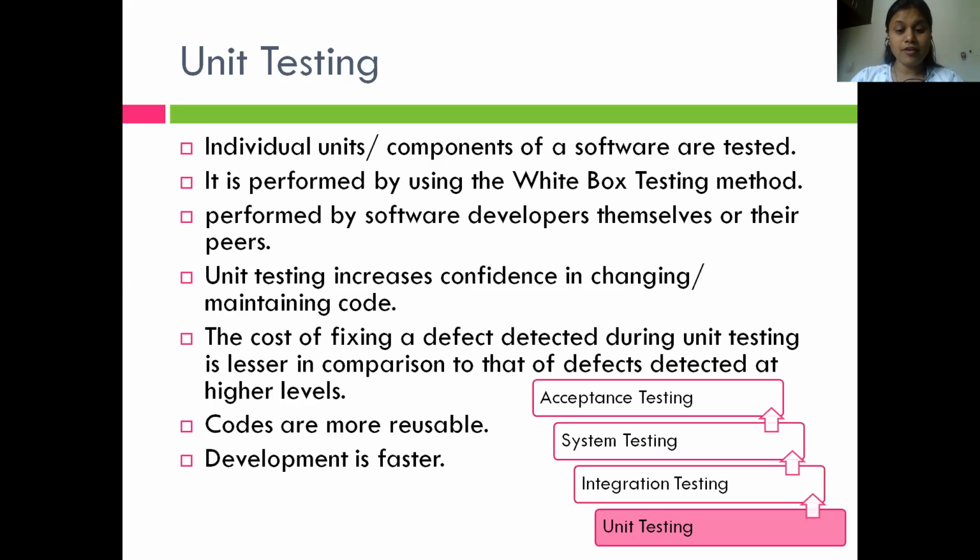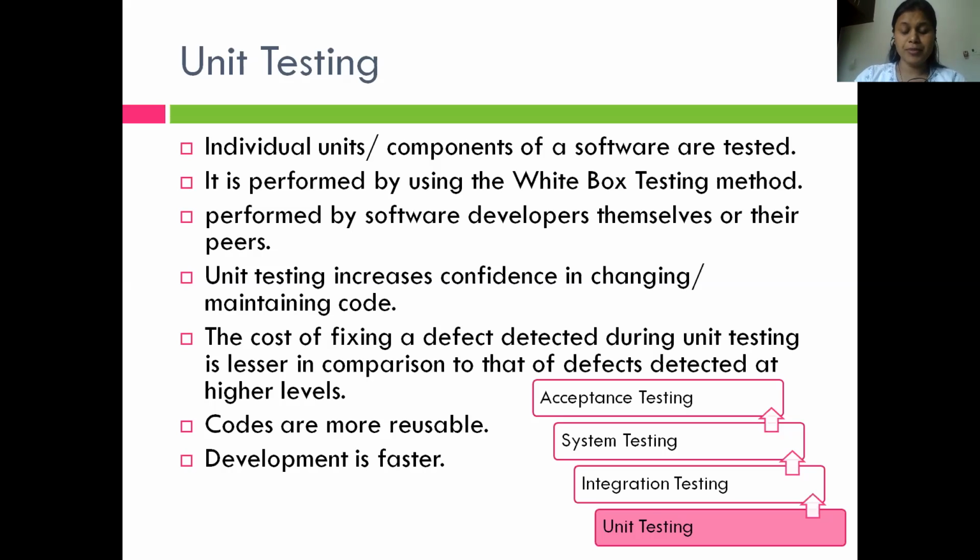The cost of fixing a defect detected during unit testing is lower in comparison to defects detected at the higher levels. By doing unit testing, we avoid the cost of having bugs at the end of the software development, because it will be very costly when there are so many bugs due to one single mistake. If we do unit testing at the earlier stage, you will find out what the mistake is, and it will be easier to track and correct it to get the correct output. That's why unit testing is recommended for a lesser number of bugs. Also, the code is more reusable and the development is faster if you do unit testing.